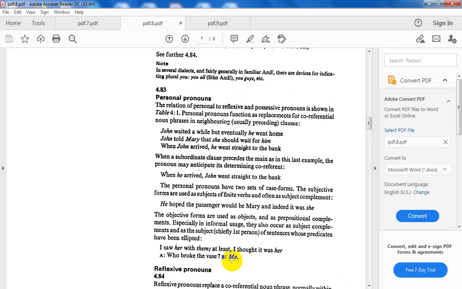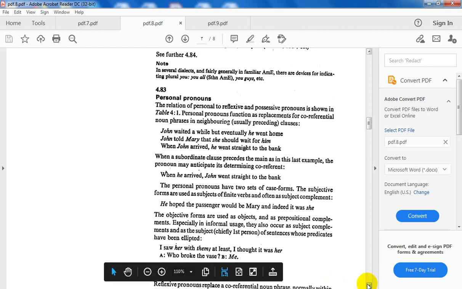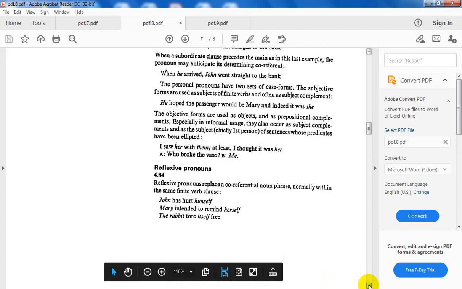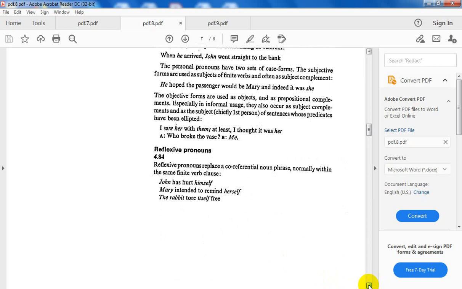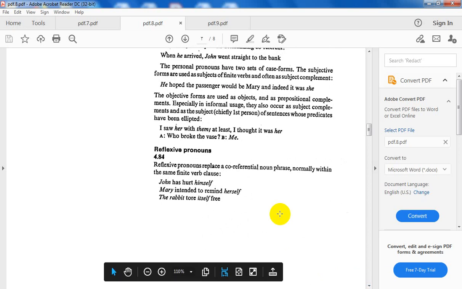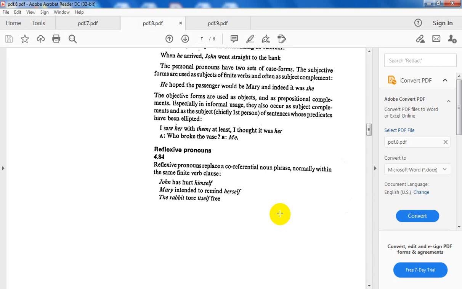This is what concerns the personal pronoun. Move to the second subclass, which is the reflexive pronoun. Reflexive pronouns replace only co-referential noun phrases. I should have the noun, then the reflexive pronoun with the same finite verb phrase. John has hurt himself.